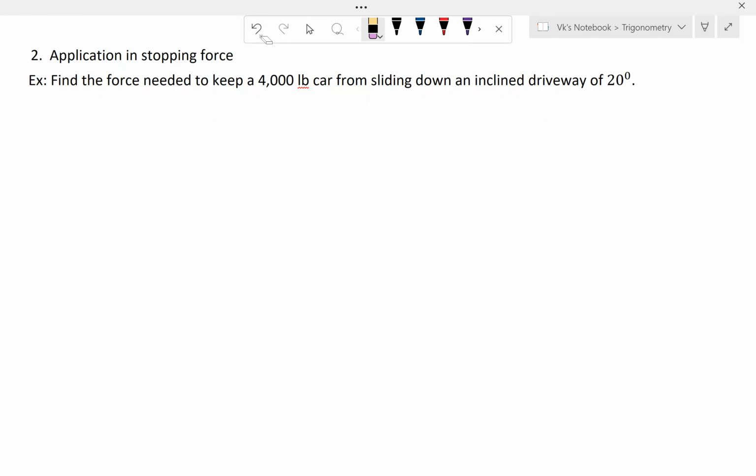2. Application in stopping force. Example, find the force needed to keep a 4,000-pound car from sliding down an inclined driveway at a 20-degree angle. First, let's draw the driveway. So this is the driveway here, and it has an angle of 20 degrees. Somewhere here is the car.